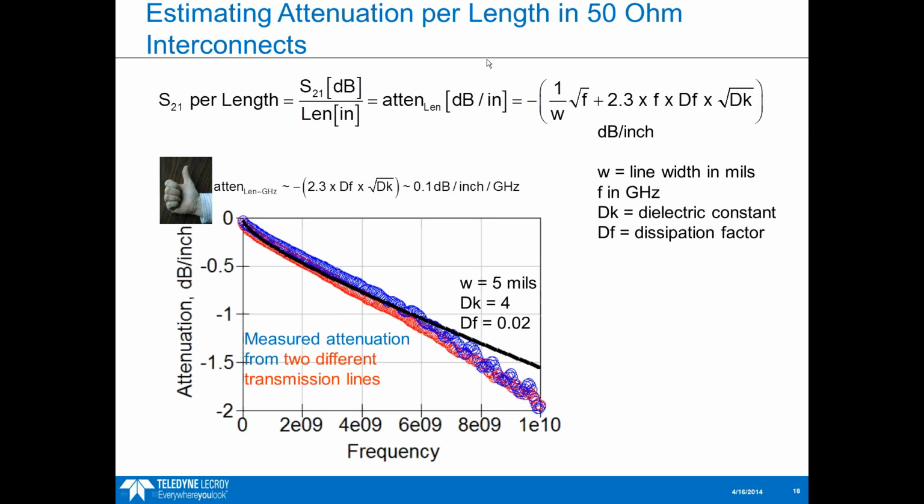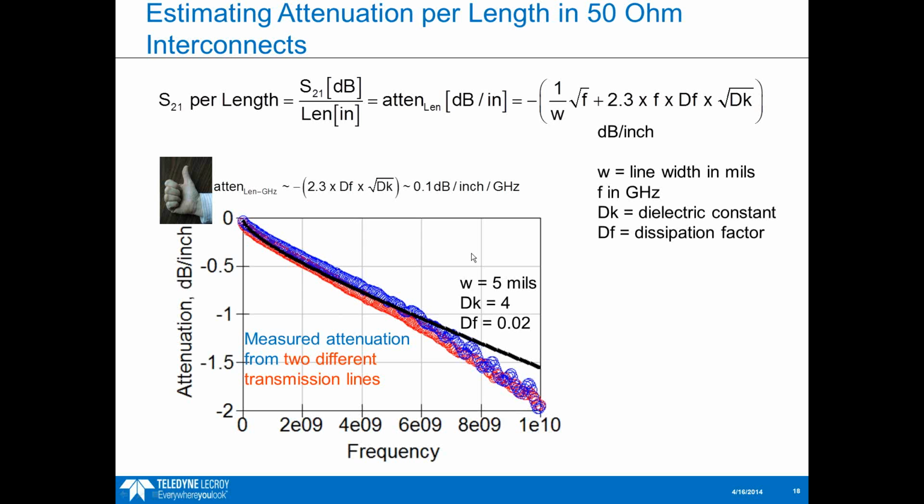So we can check how well this equation up here works. So this is a plot of loss, based on plotting the equation in black here, and then a couple of measurements of two different transmission lines, giving the attenuation in dB per inch going across the frequency here. So you can see this works pretty well, and it's a good estimate of the loss.